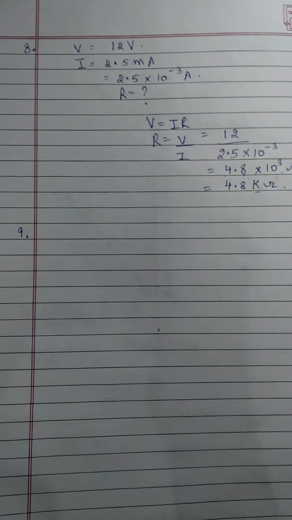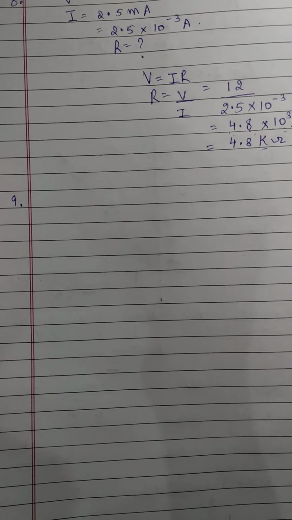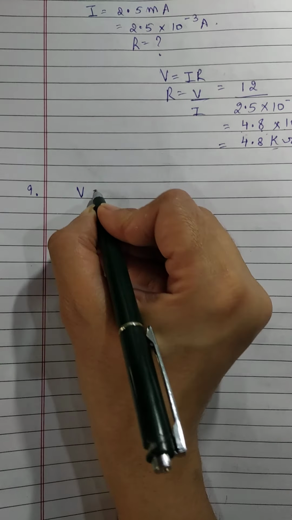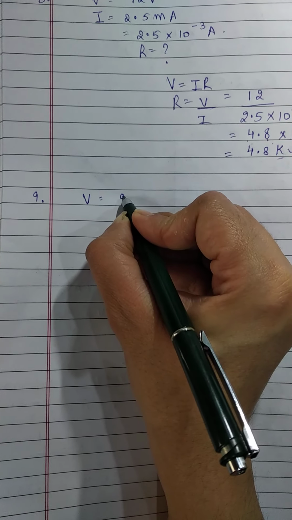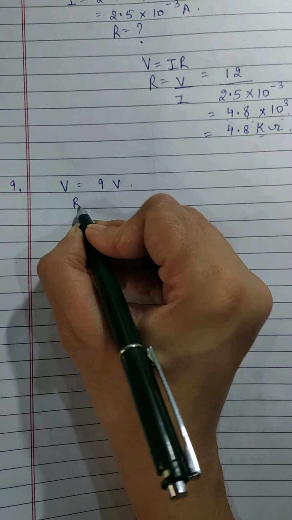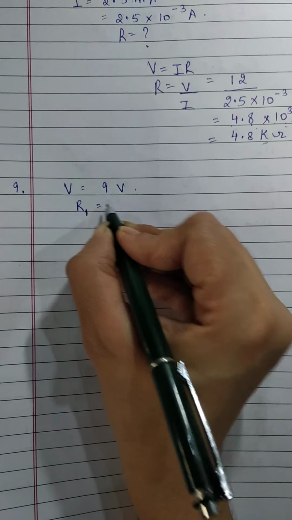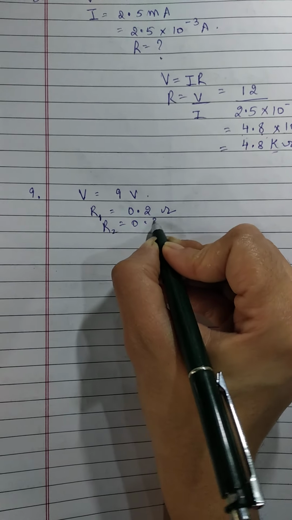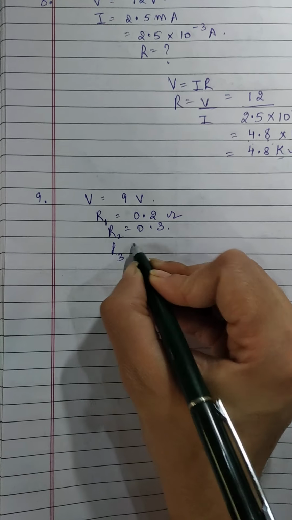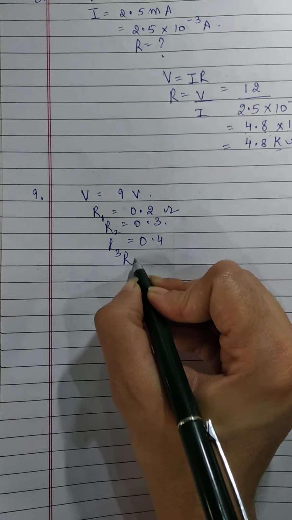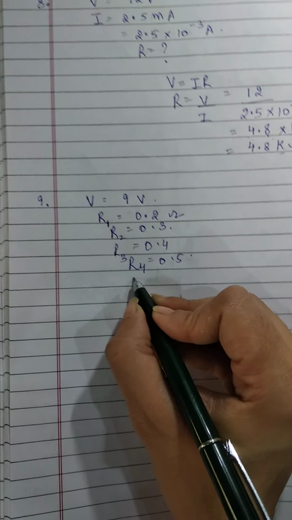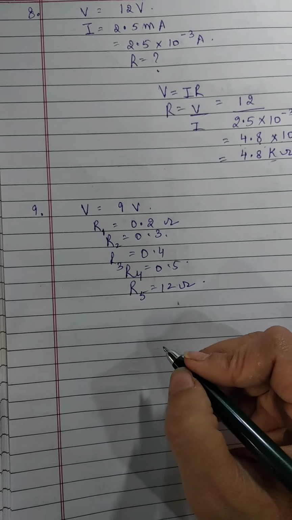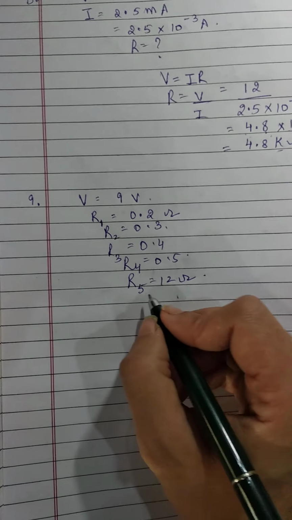Coming to question number 9. A battery of 9 volt is connected in series with resistors. Battery means potential difference is 9 volt. Resistors are of resistance 0.2 ohm, 0.3, 0.4, 0.5 and 12 ohms. How much current will flow through?